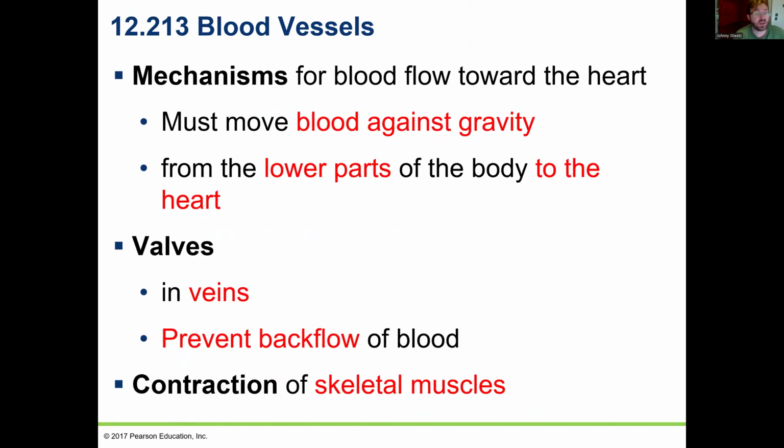Now, mechanisms for blood flow towards the heart. You must move blood against gravity from the lower parts of the body to the heart. So in order to aid with that, we have valves to prevent the backflow of blood through our circulatory system. This also takes some of the stress off of our hearts. A lot of these valves can also be regulated through contraction of skeletal muscles. So circulation is in part being managed by the muscles in our legs, as well as our stomachs. This is one of the reasons why if you are starting to feel faint, you can slightly bend your knees and flex the muscles of your legs, and that's going to start increasing the blood pressure towards your upper body.